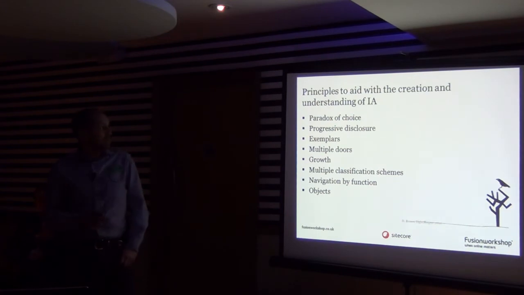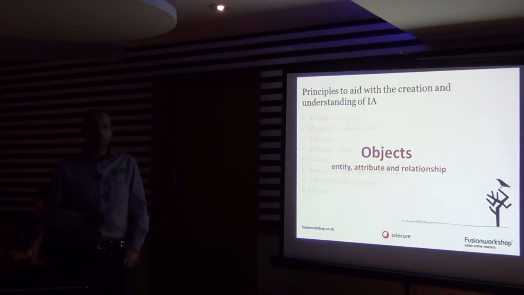This is a list of principles for the creation and understanding of information architecture from a guy called Dan Brown at Eight Shapes. I think if you search for any of this online, you get a lot more information about it. But you can see right there at the bottom is objects. And that's what we're doing: we're taking content or data and putting it into objects so it can be utilised by us within the system, within Sitecore. And we've got to think about everything we do in terms of an entity. An entity can have attributes, and that entity also has relationships with other entities within the system.